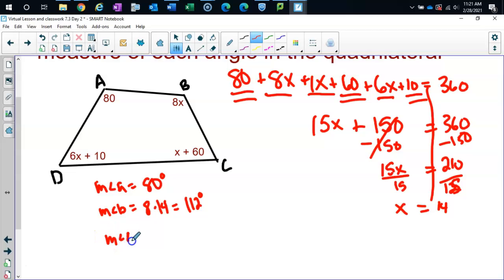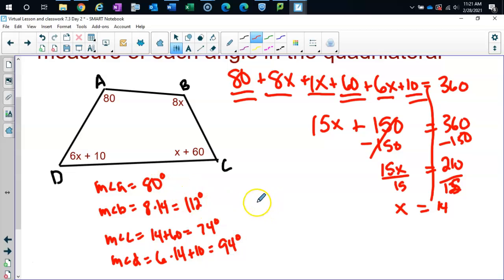The measure of angle C is x plus 60. Well, x is 14. 14 plus 60 is 74 degrees. The measure of angle D is 6x plus 10. So 6 times 14 plus 10. And when you punch that into your calculator, you get 94 degrees. Now, if you check this, 80 plus 112 plus 74 plus 94, that does add up to 360. So you know you're right.